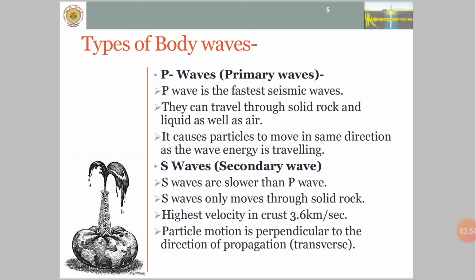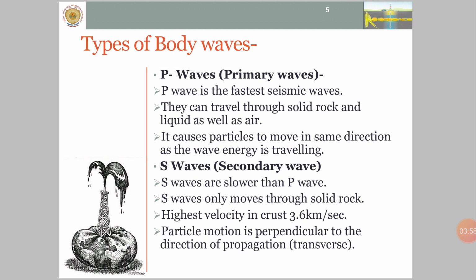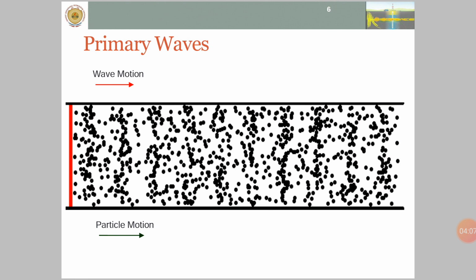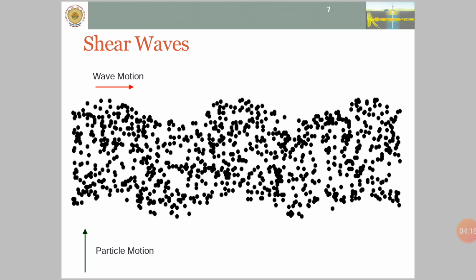S waves are slower than P waves. S wave only moves through solid rock. Highest velocity in crust is 3.6 km per second. Particle motion is perpendicular to the direction of propagation, so it's transverse. Here you can see once again through a diagram that for primary waves, the wave motion is parallel to the particle motion, which is not true in case of shear waves or S waves. In this case, the wave motion is perpendicular to the particle motion.